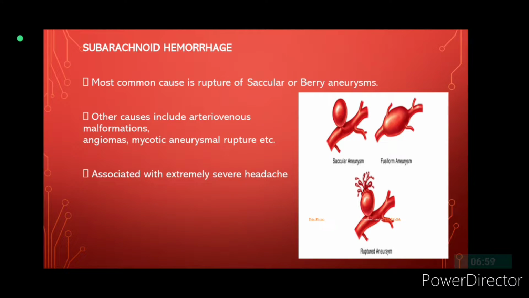Subarachnoid hemorrhage. First point, most common cause is rupture of saccular or berry aneurysms. Second point, other causes include arteriovenous malformations, angiomas, mycotic aneurysmal rupture, etc. Associated with extremely severe headache.